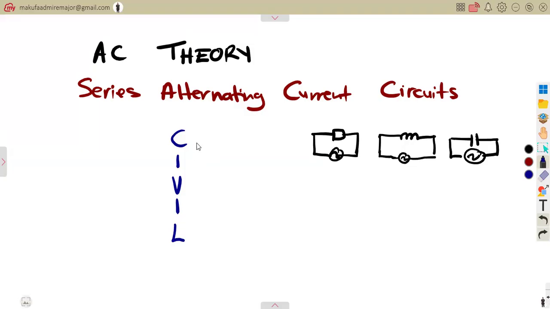This is on a purely inductive or capacitive circuit. In a capacitive circuit, the current leads the voltage. If you are considering an inductive circuit, the voltage leads the current, or the current lags the voltage, by an angle of 90 degrees.